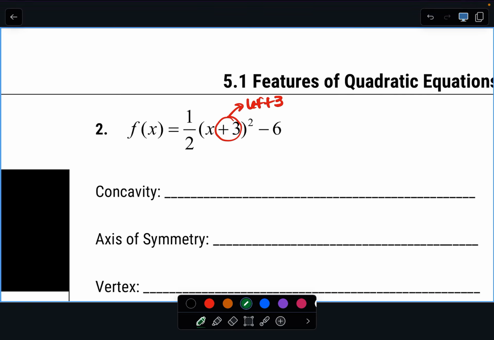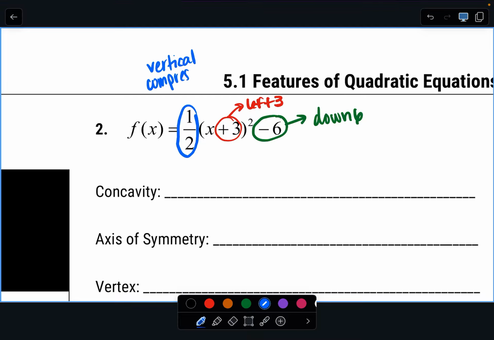If I have a -6, what is that telling me? Down 6. Now, the front 1/2, it's a vertical something. What do we remember? Vertical compression or stretch? Compression means I'm going to squish it, which is what this fraction is going to do. It is a vertical compression of 1/2. Now, the stretches were any numbers that were bigger than 1.